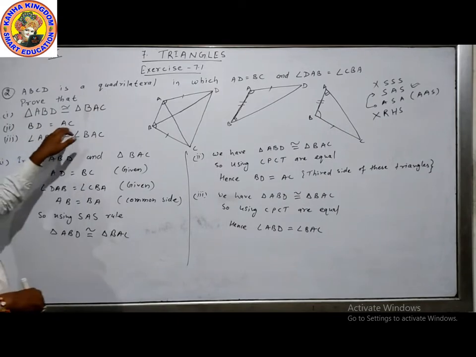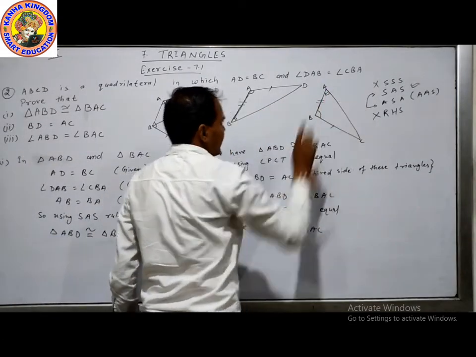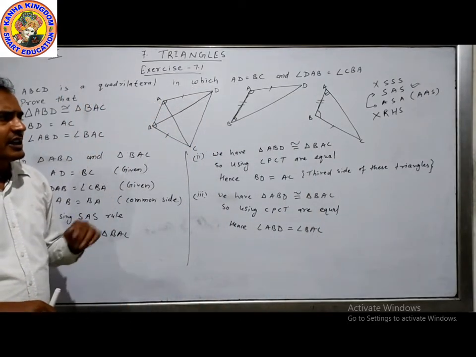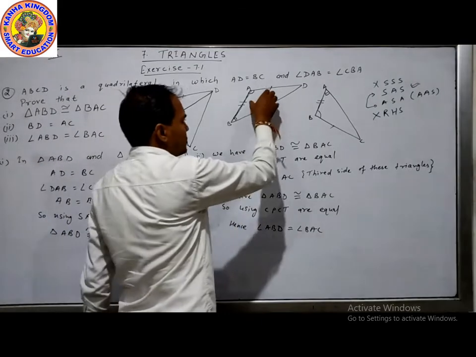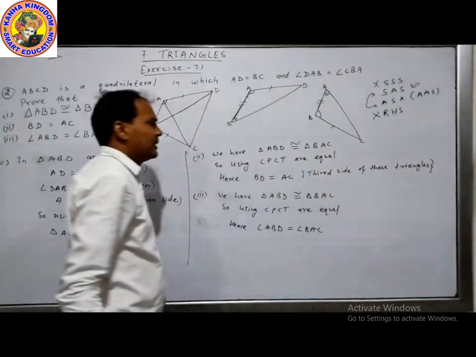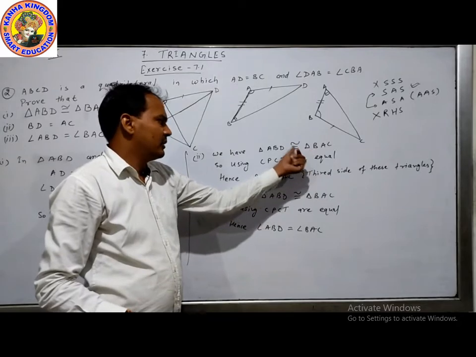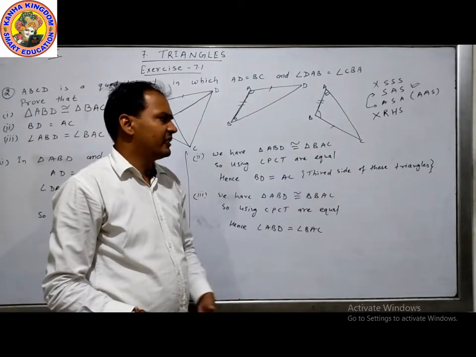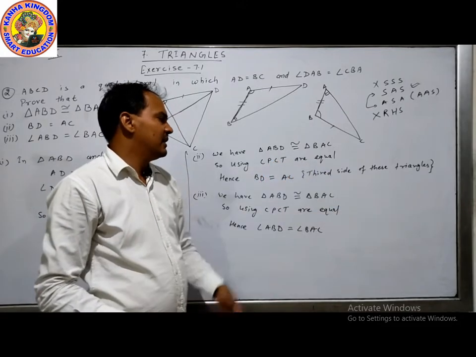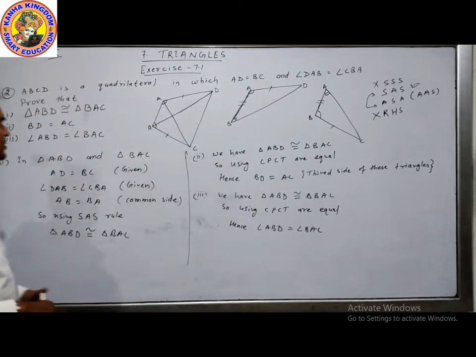Another: BD is equal to AC. In this diagram, this is BD and this is AC. We know that when two triangles are congruent, then the three sides will be equal. Two sides we have proved, and the third side is automatically proven by congruency. So we have two triangles that are congruent. So using CPCT, corresponding parts of congruent triangles are equal. So the third side of this triangle is equal. This is our second question.